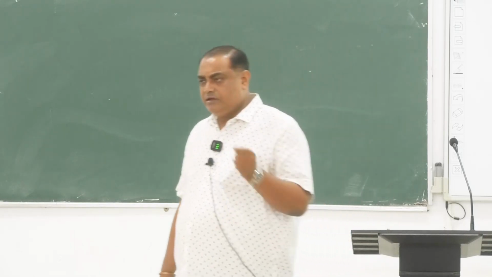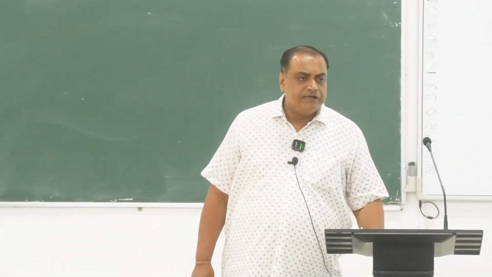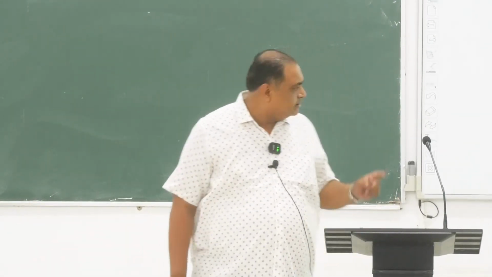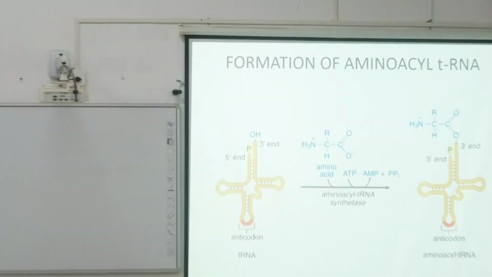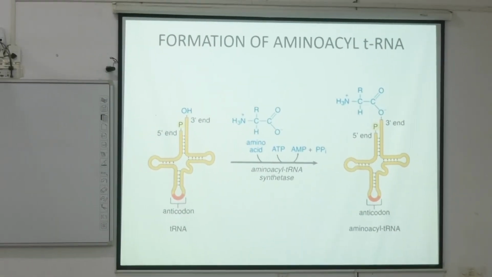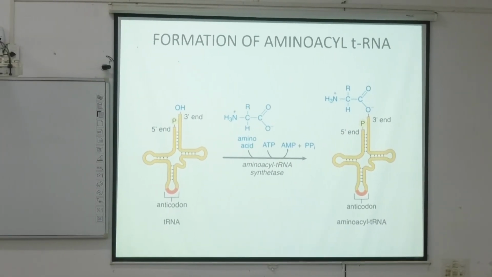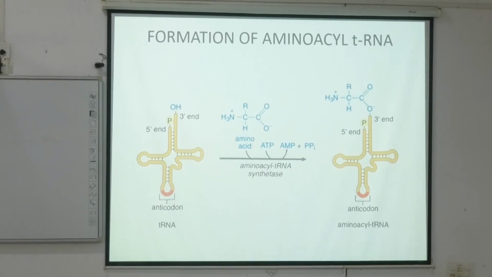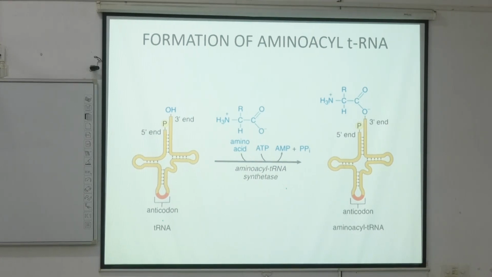Now this enzyme, amino acid tRNA synthetase, is specific for both the species, the tRNA species as well as the amino acid. Both of these should match, then only that particular enzyme will act, and this amino acid tRNA will be formed, where the amino acid will be attached to the acceptor arm. What is the sequence of the acceptor arm? CCA. CCA. Right?